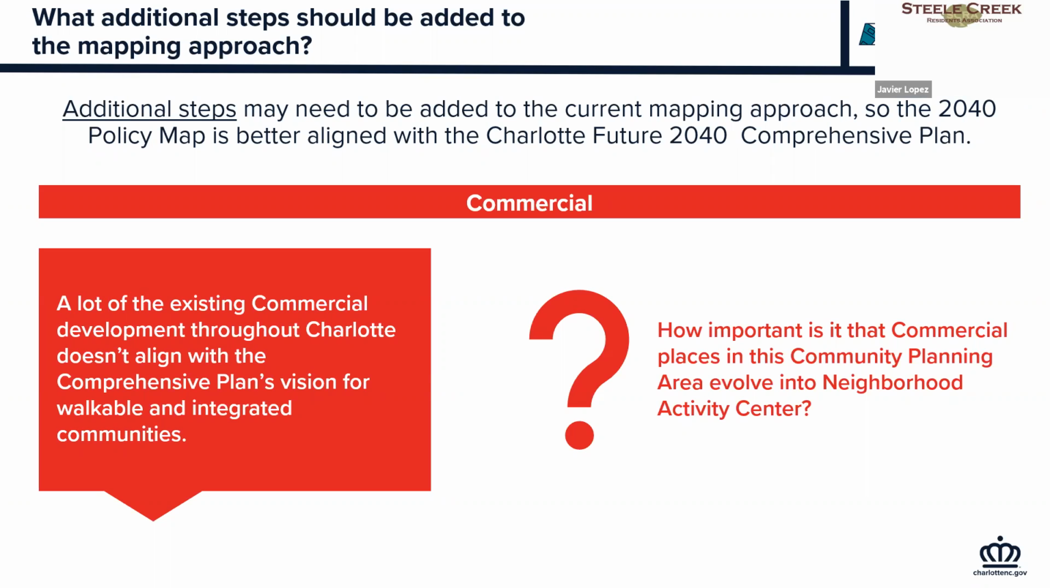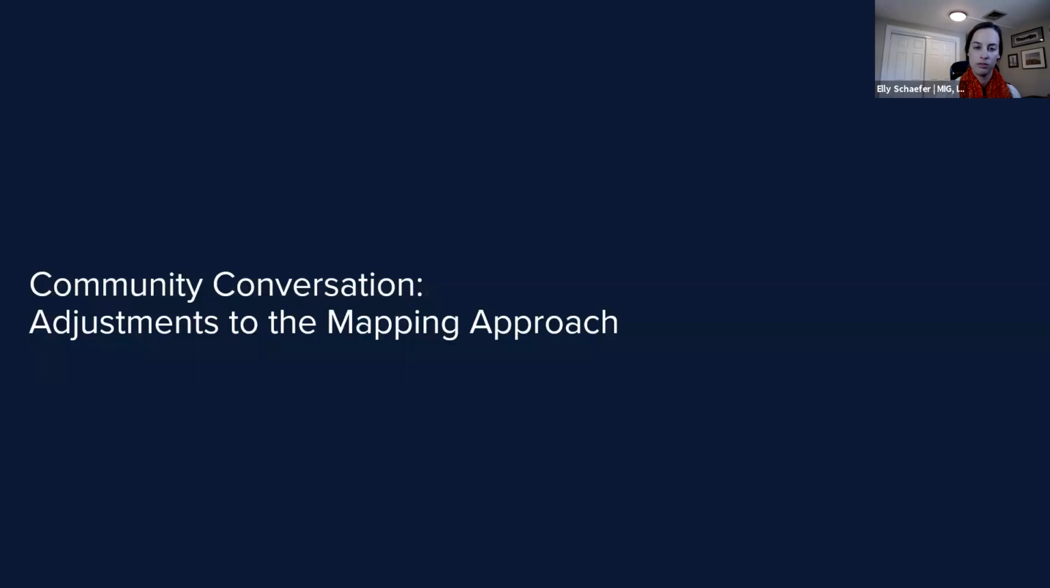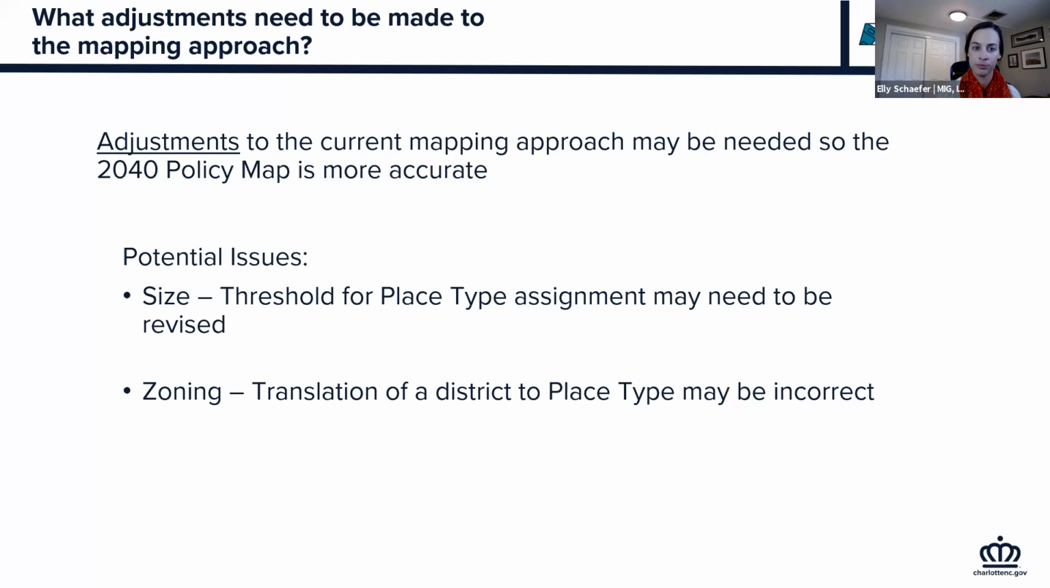Okay, I'll give it another second or two here. So it looks like we got 50% for very important, 25% for important, and 25% for neutral. Okay, so finally, we want to talk about any concerns you have with the draft map. By talking through your specific concerns, we expect we'll be able to identify adjustments to the mapping approach and help make the next draft map more accurate.